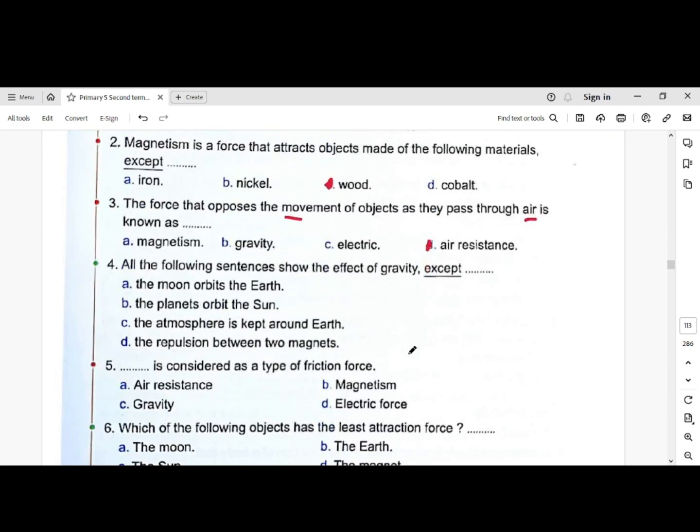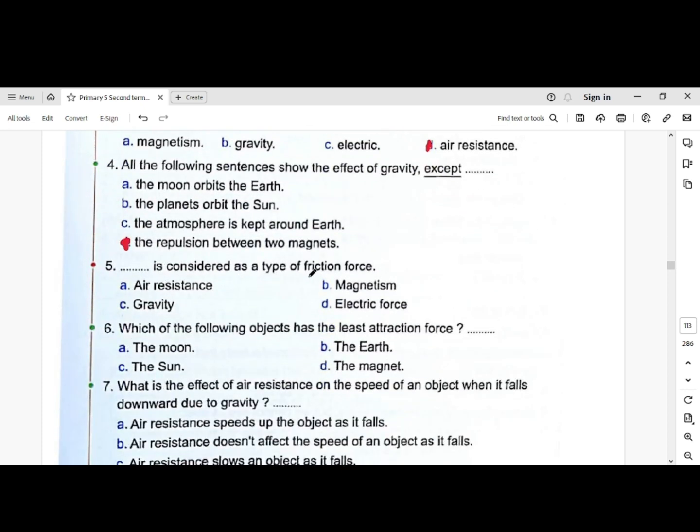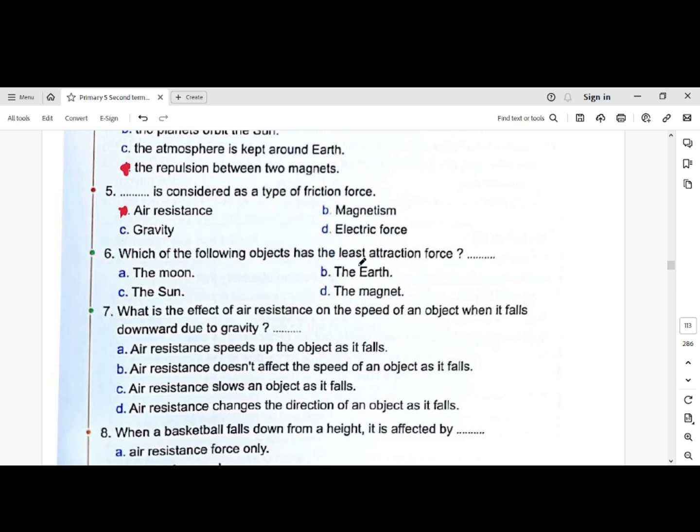إجابتنا air resistance. All the following sentences show the effect of gravity except: the moon orbits the earth, the planet orbits the sun, the atmosphere is kept around earth, the repulsion between two magnets. دي ملهاش علاقة بالجرافيتي وإجابتنا دي. Space is considered as a type of friction force. Air resistance ولا magnetism ولا gravity ولا electric force. إجابتنا air resistance. Which of the following objects has the least attraction force؟ المون ولا الإيرث ولا الصن ولا المagnet؟ اللي ليه أقل attraction force هو المagnet.